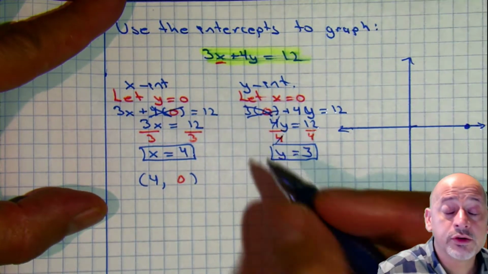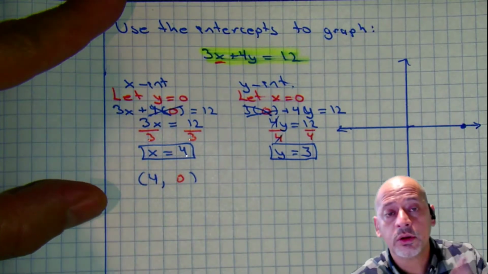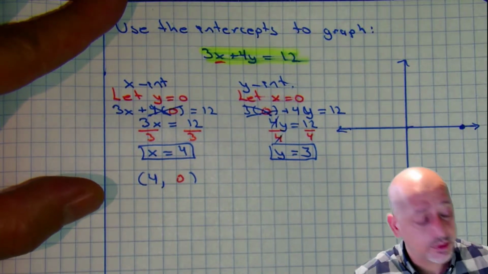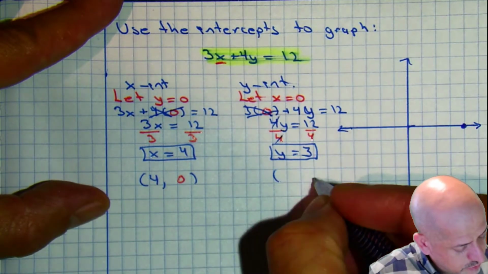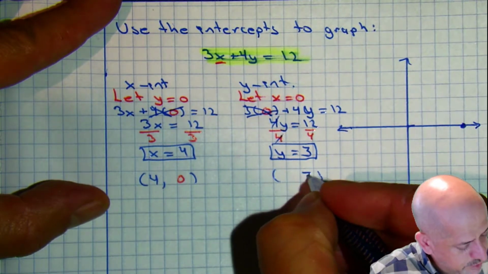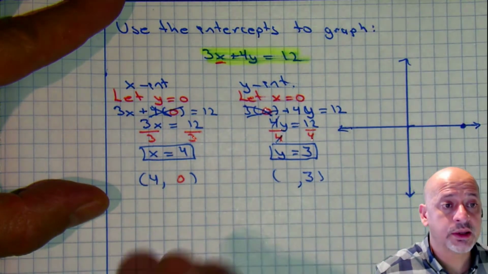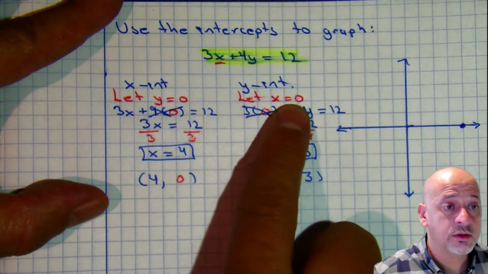Remember that your y-intercept is going to be a point. So you do need to write it down as a point. Your y value is 3. And what is the corresponding x value? 0.